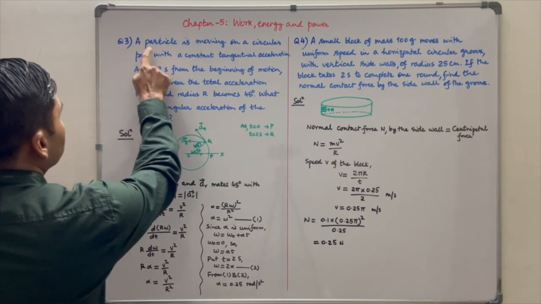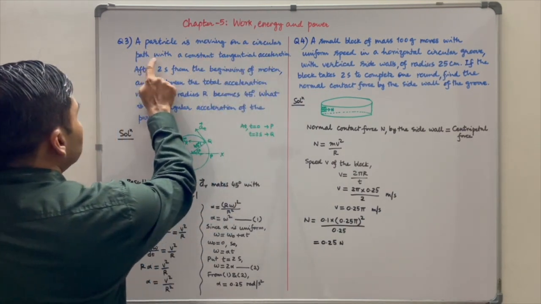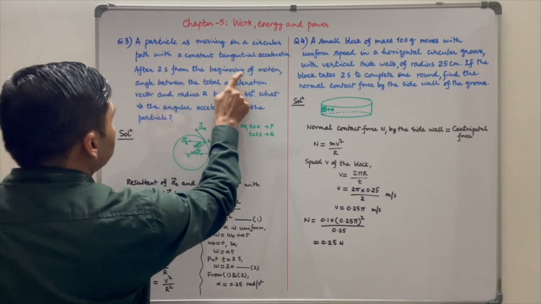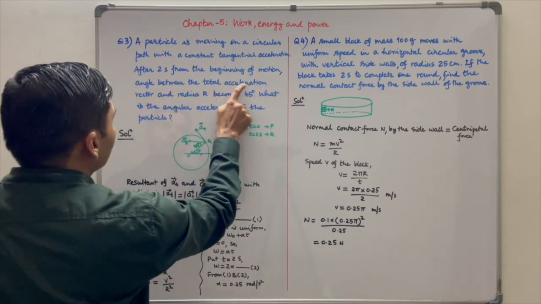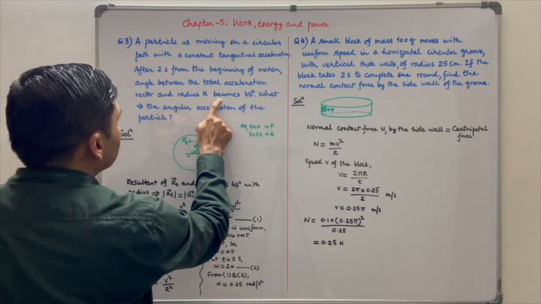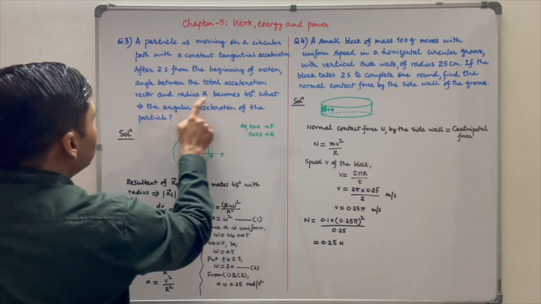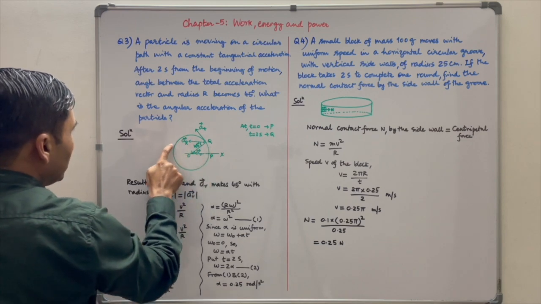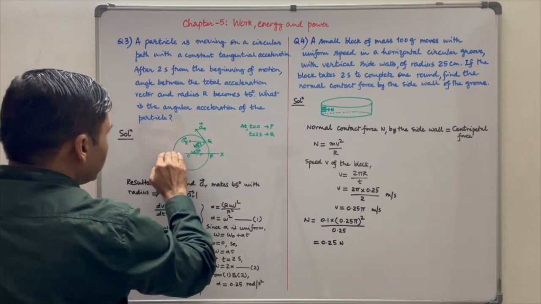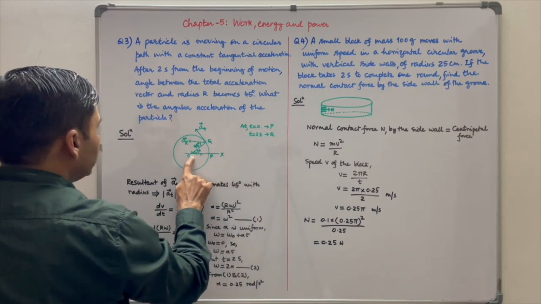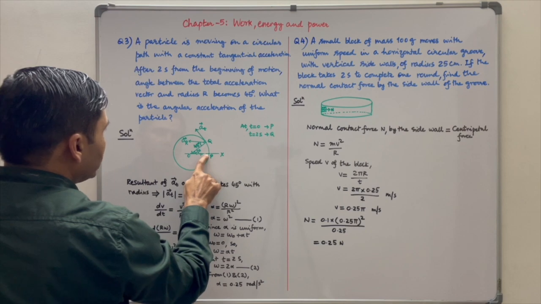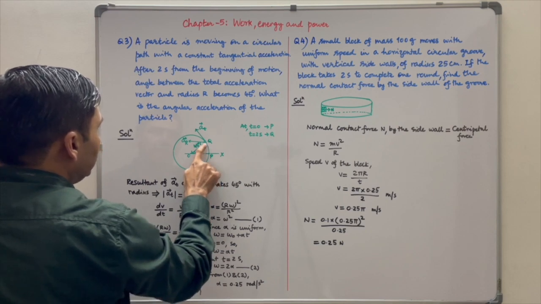Third question. A particle is moving on a circular path with a constant tangential acceleration. After 2 seconds from the beginning of motion, angle between the total acceleration vector and the radius r becomes 45 degree. What is the angular acceleration of the particle? Suppose the particle is moving on this circular path. OX represents x-axis, O is the center of the circular path. At t is equal to 0 second, particle was at point P, and at t is equal to 2 seconds, particle was at point Q.